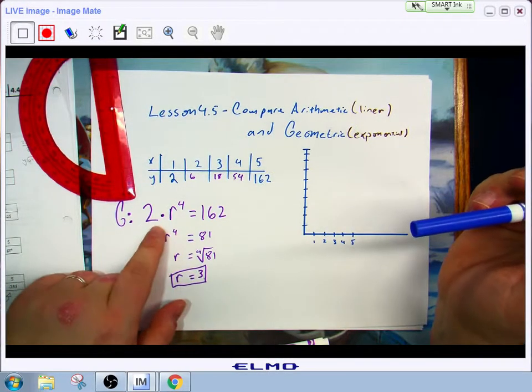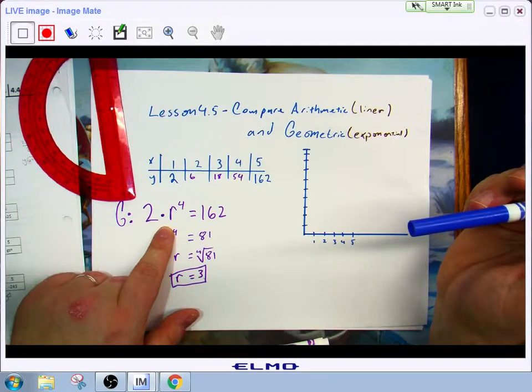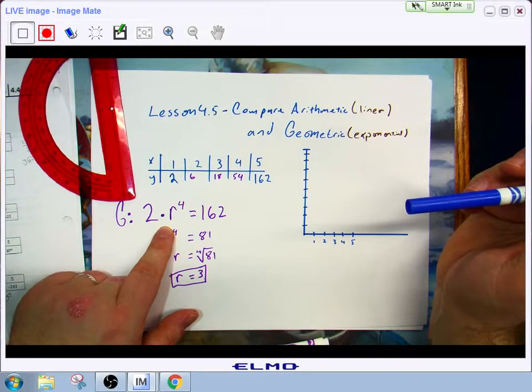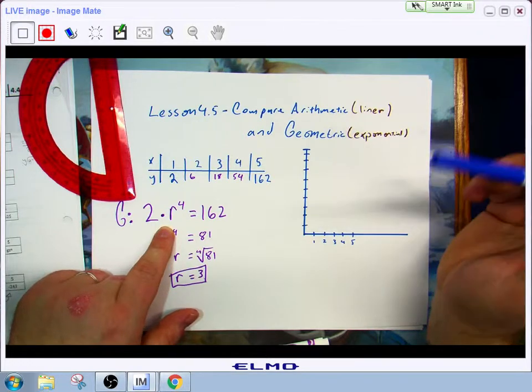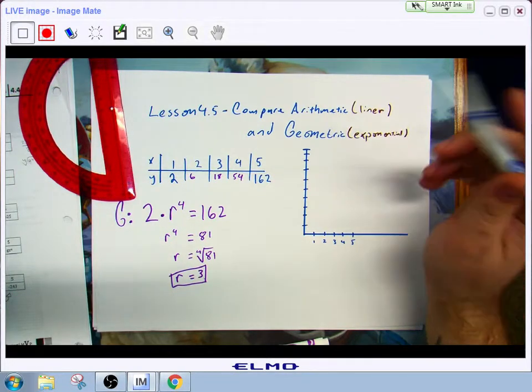Think about this 2 to the 4th power. I'll have to look at it later just to double check it. Okay.